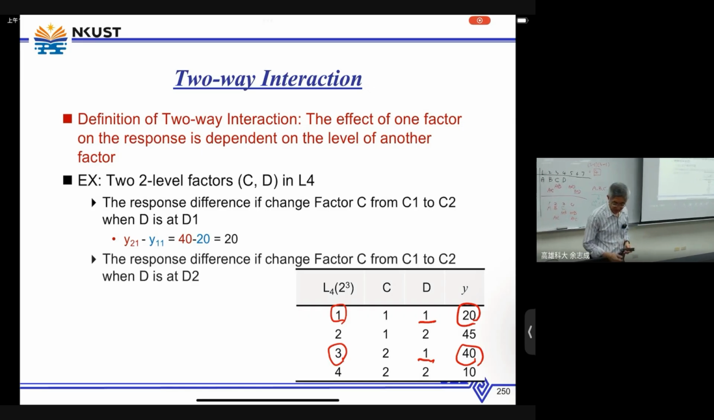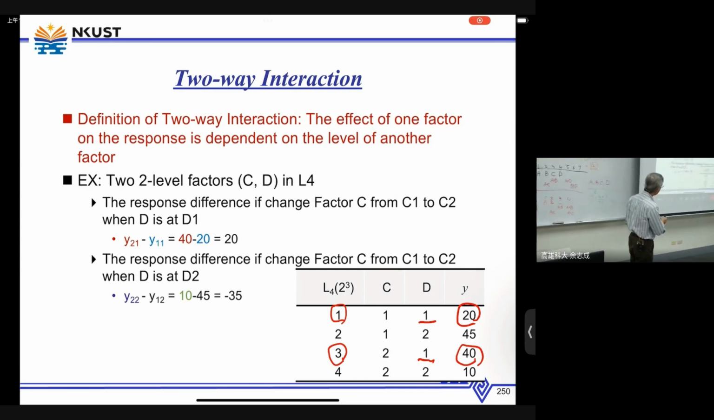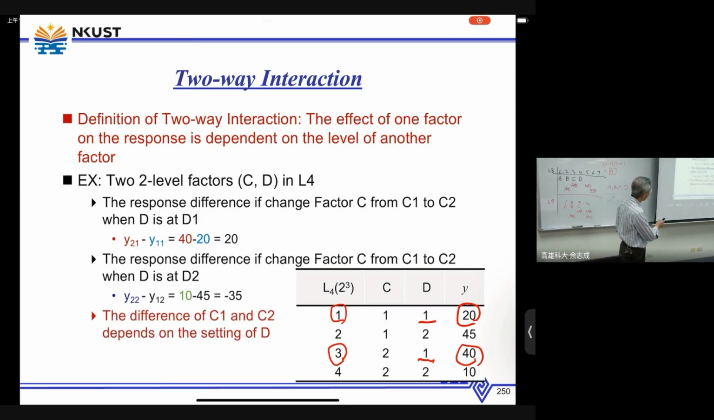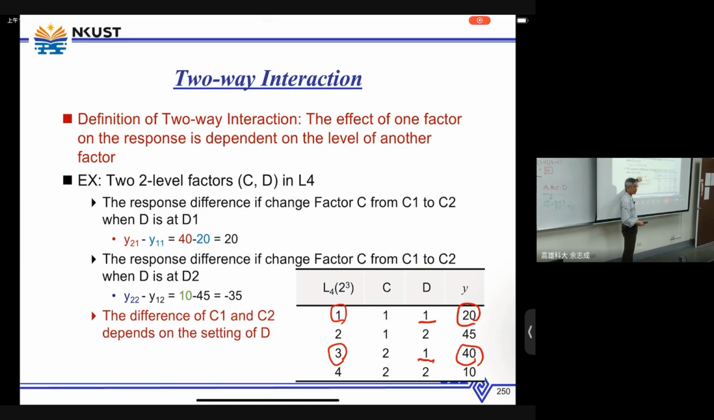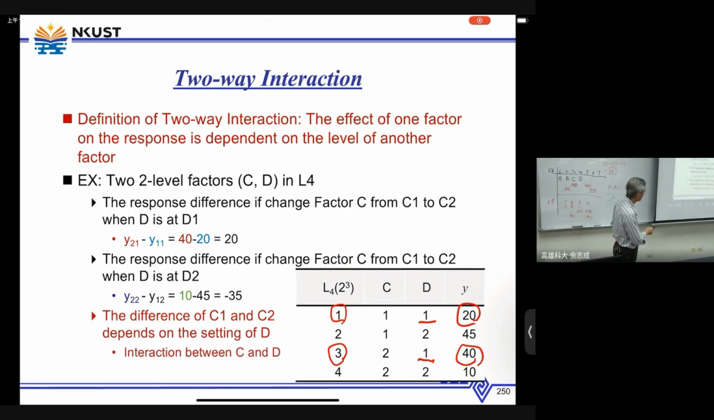Again, let's look at another case. When D is at D2, which is experiment 2 and 4, like what we did before, the difference in this case will be 10 minus 45, which is minus 35. This shows that these two numbers are very different. Why are they different? If the additive model is correct, these two numbers should be identical, should be the same. But now these two numbers are very different, which indicates that there is interaction between C and D.